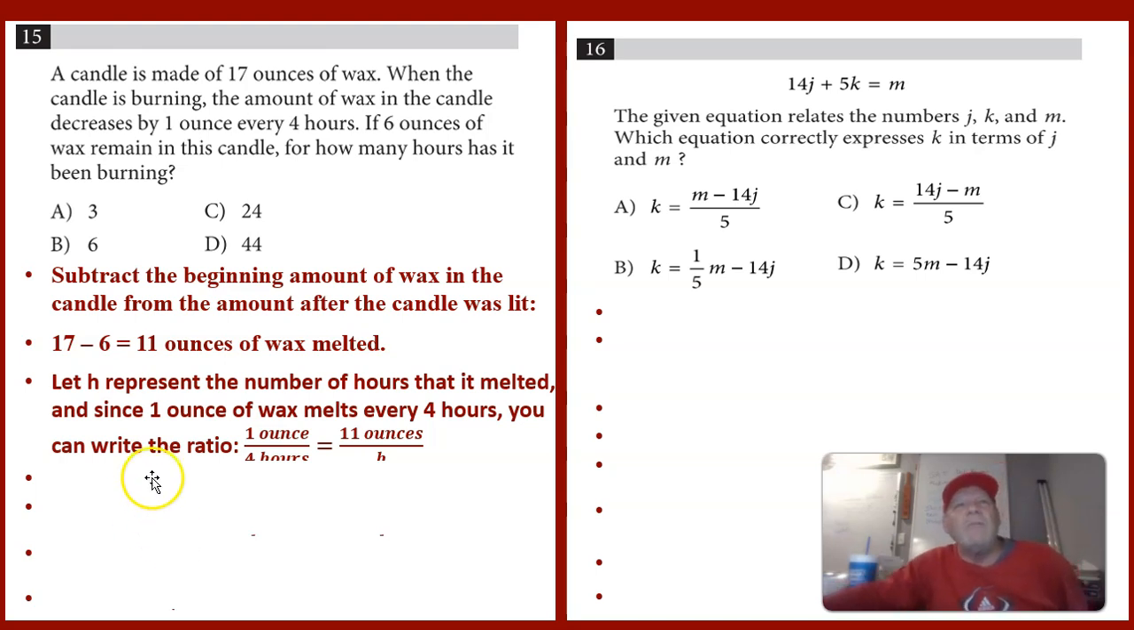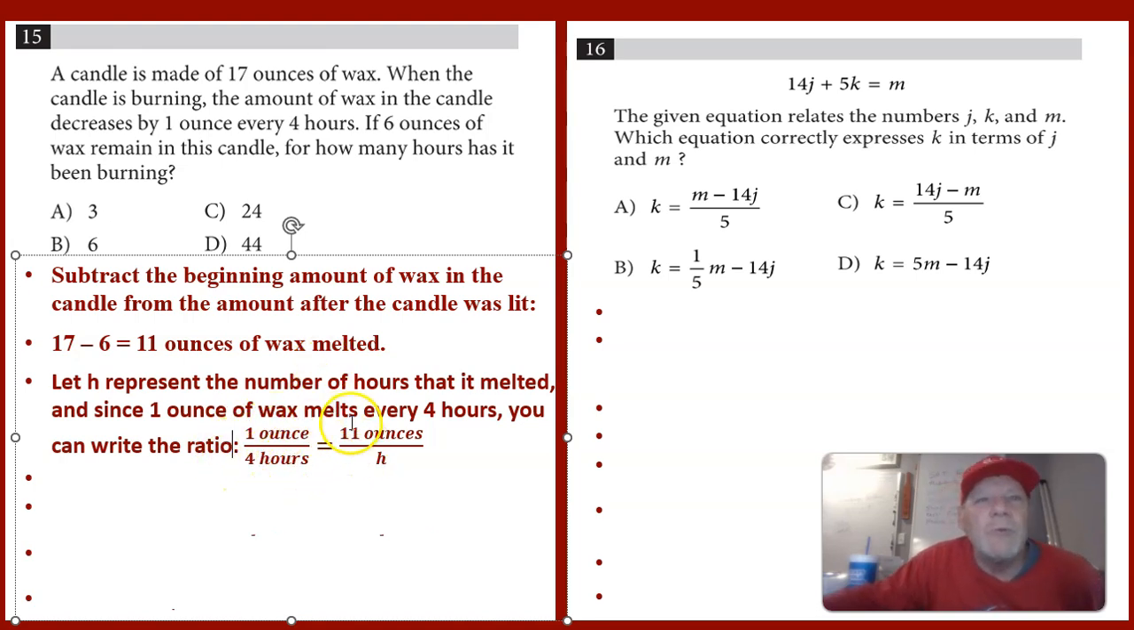So we have to assign a variable. Let H represent the number of hours that it melted, H for hours. And since 1 ounce of wax melts every 4 hours, that's a conversion factor, you can write a ratio. You put the 1 ounce over the 4 hours, and then it equals how many ounces we started with, 11 ounces over H hours. So you have to be consistent. See how I've got ounces and hours and H for hours over here?